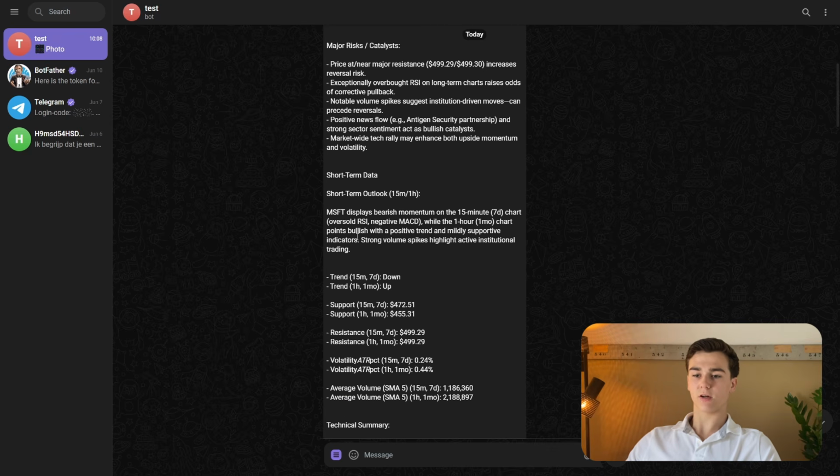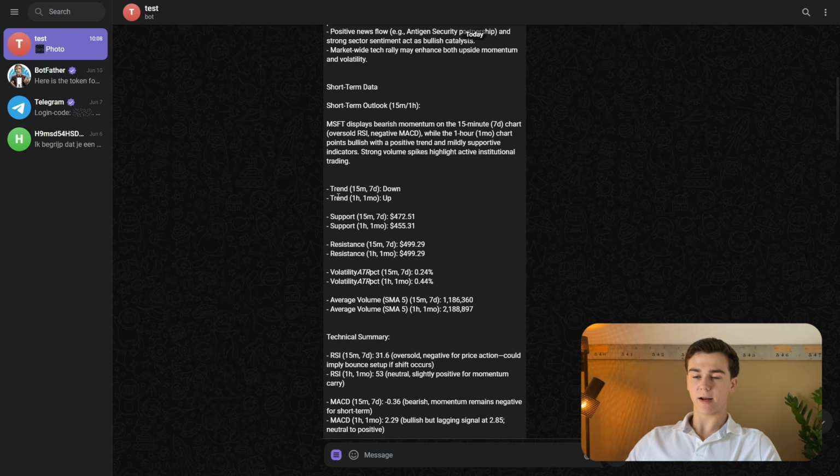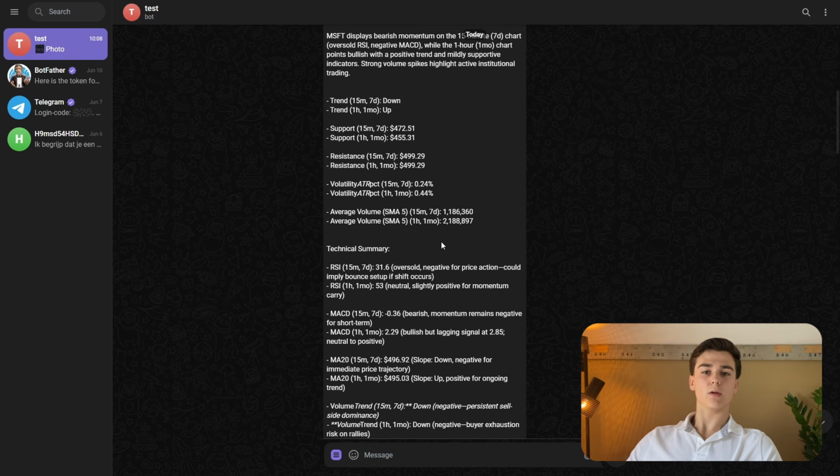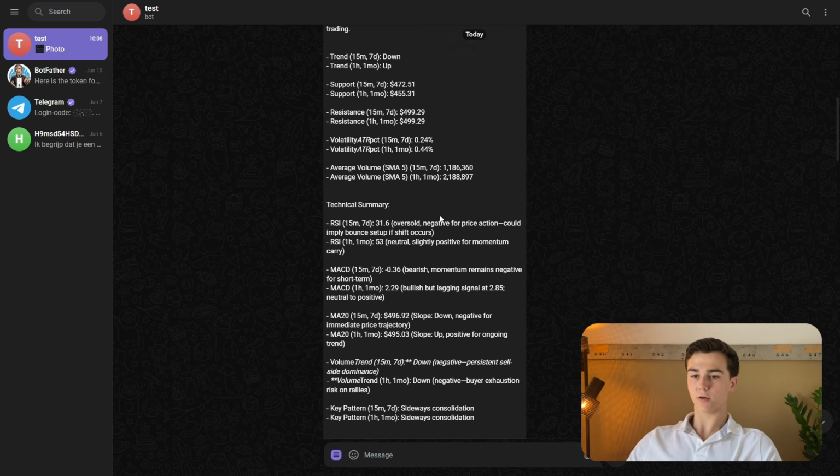So here we have first a summary of the short-term analysis, and then we move on to the trend. So this is 50-minute candle data from the last 7 days, and this is a downwards trend. And then we have the 1 hour candle data from the last month, and this is an upwards trend, so that is good. Then we have the support, the resistance level, volatility. Then we have the average volume, and then we go to the technical summary of the short-term analysis.